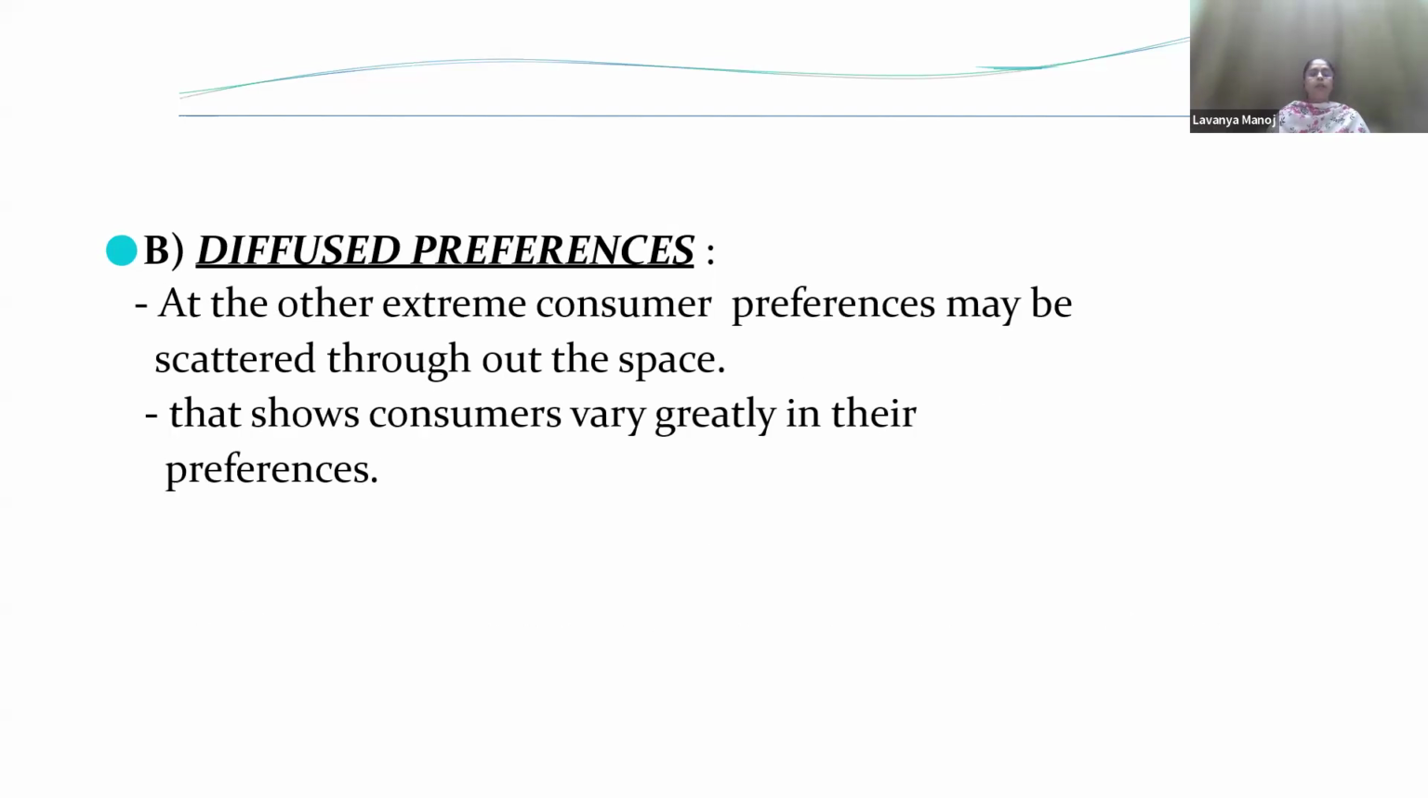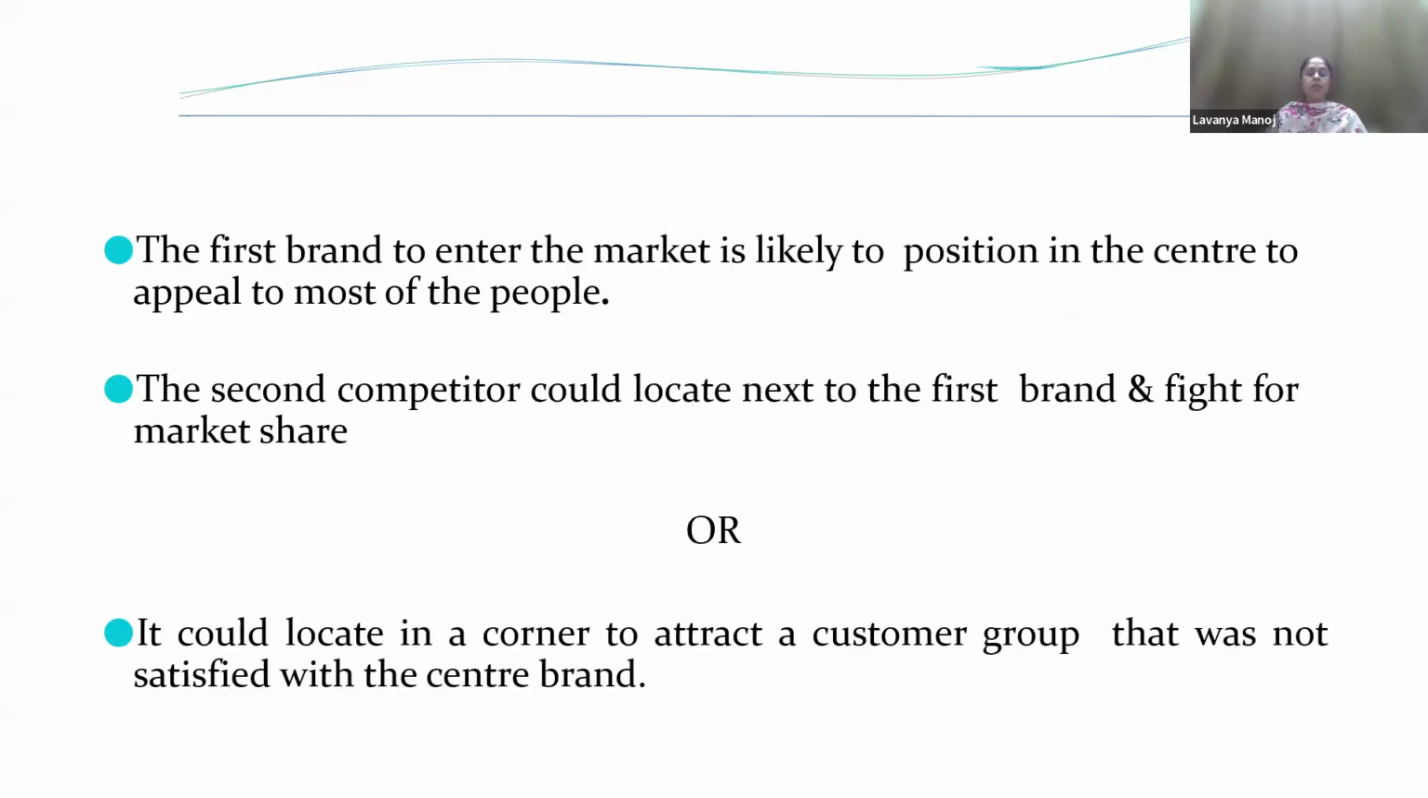So under the diffused preferences, the first brand to enter the market is likely to position in the center. So the first brand, or the first product, the first organization which comes up with the new product, occupies the maximum space in the market. The second competitor could locate next to the first brand, and it could locate in a corner to attract a customer group that was more satisfied with the center brand. So you can see this pattern.